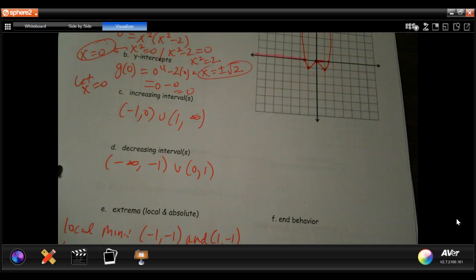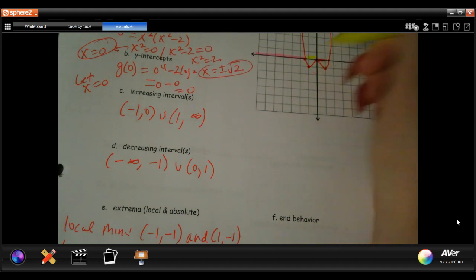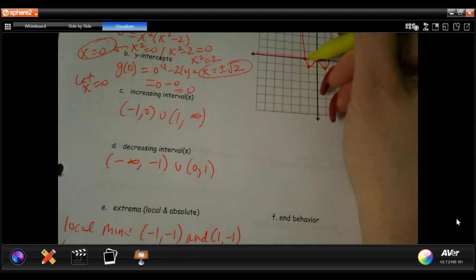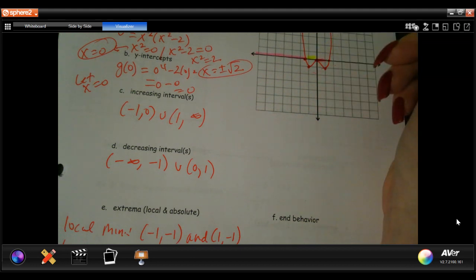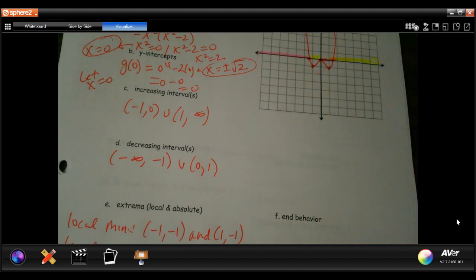And then for increasing, I would say it's increasing here from negative 1 to 0, and then increasing from 1 to infinity. So you're looking at the x values of the minimum to answer those questions. Okay, I'm going to stop there. I know we have one more example, but we can look at that.